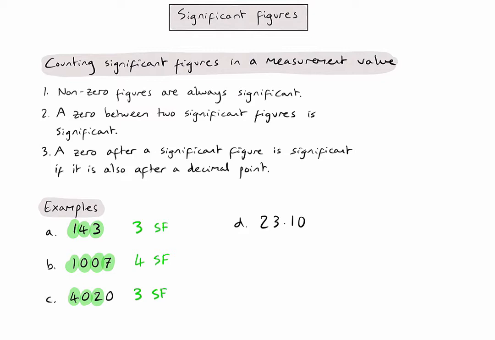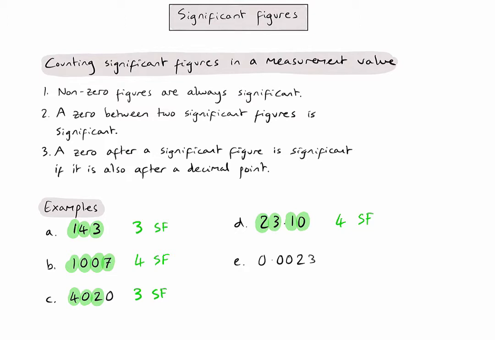In example D, we can see immediately the 2, the 3 and the 1 are going to count as significant figures. And for the 0 at the end, I need to look at rule number 3. This 0 comes after some significant figures, and it's also after the decimal point, which means in this case it is considered significant. So in total here we've got 4 significant figures.